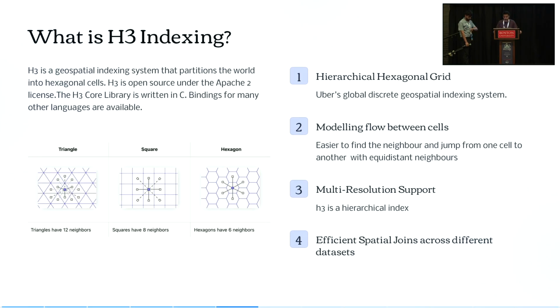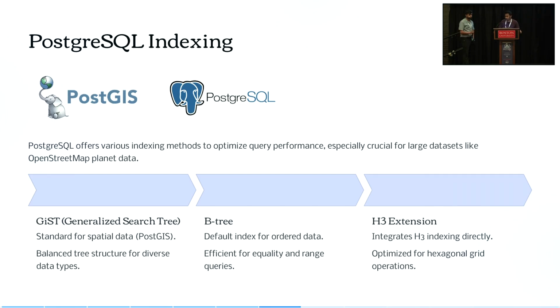Number one is the hierarchical hexagonal grid. It is Uber's global discrete geospatial indexing system, modeling flow between cells. It's easier to find the neighbors, as you can see in the pictures, and you can easily jump from one cell to another with equidistant neighbors. There is multi-resolution support, where S3 is a hierarchical index, and efficient spatial joins across different data sets. Now, the rest of the part is told by Kshitij.